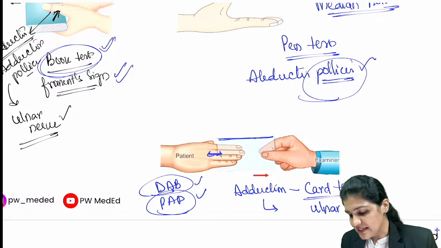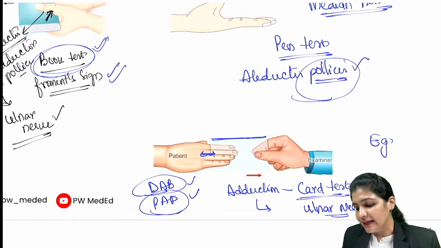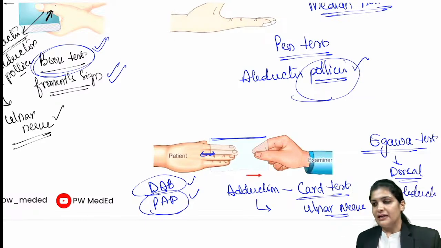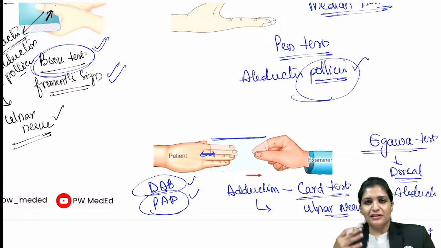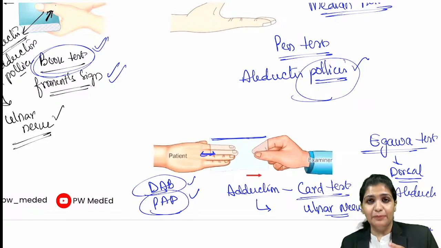So the card test we have checked for your palmar interossei, and the Igawa test is for your dorsal interossei or your abduction. So these are the various tests you should perform for the patient complaining of ulnar nerve palsies. So there is a card test, there is an Igawa and the book test, right?